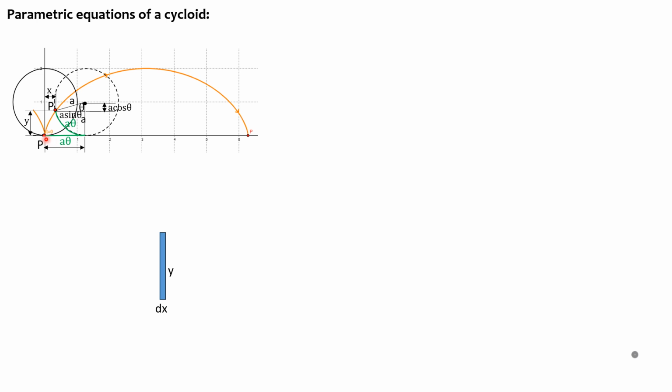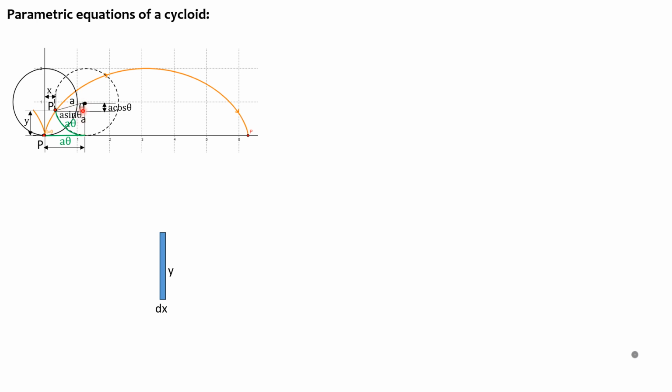And initially, we have a point P here at the origin. And as it rolls, this is now the position of P. And the radius of the rolling wheel is equal to A. So that at this position, the coordinates with respect to the origin would be X and this is Y. So since the radius of the circle is A, this is A and this is also A.